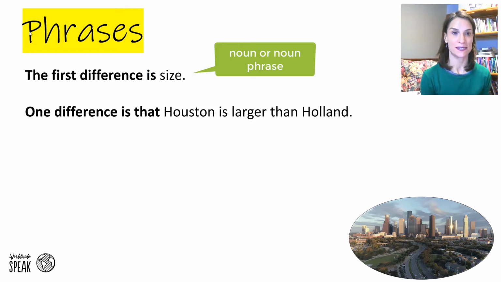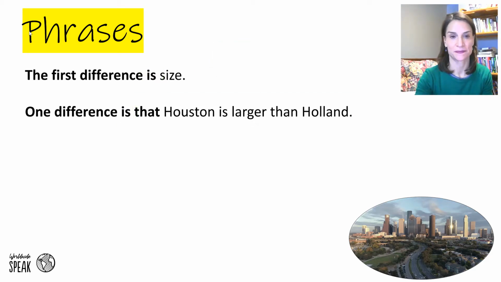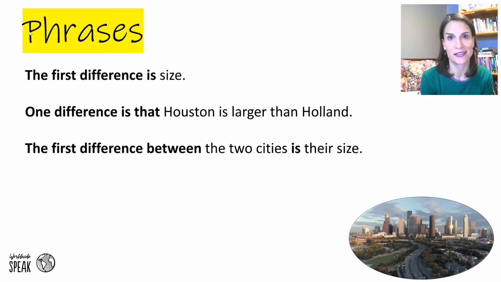So I can begin my sentence with "the first difference" or "one difference", and then I need to use the word "is", and then I have the option. I can finish with a noun, the first difference is size, or I can finish with a whole subject-verb clause, that Houston is larger than Holland. And both of those are really nice ways to introduce your point. How about this? This is really another way to say the same thing in case you're looking for some different language. The first difference between the two cities is their size.